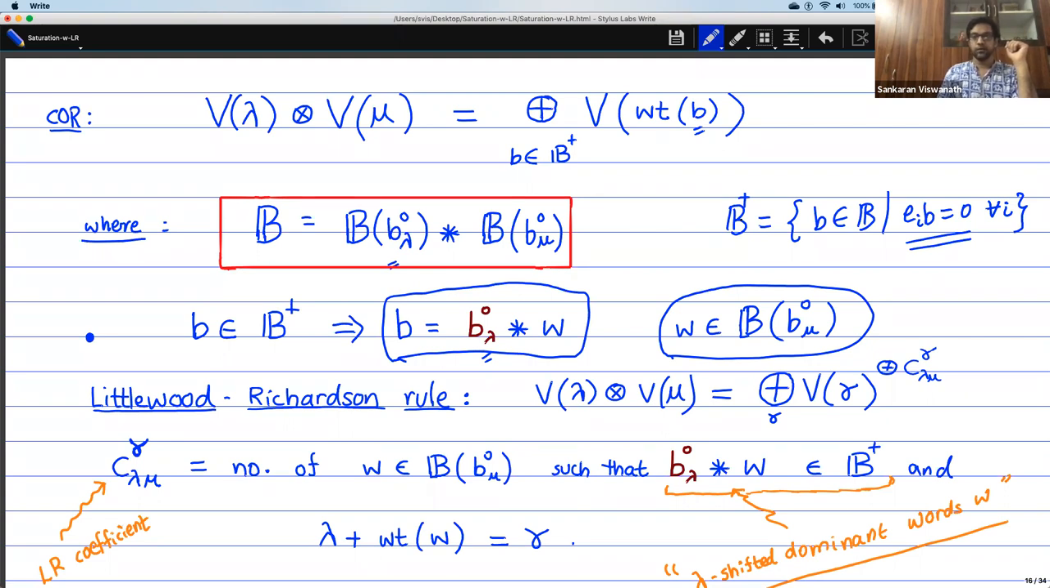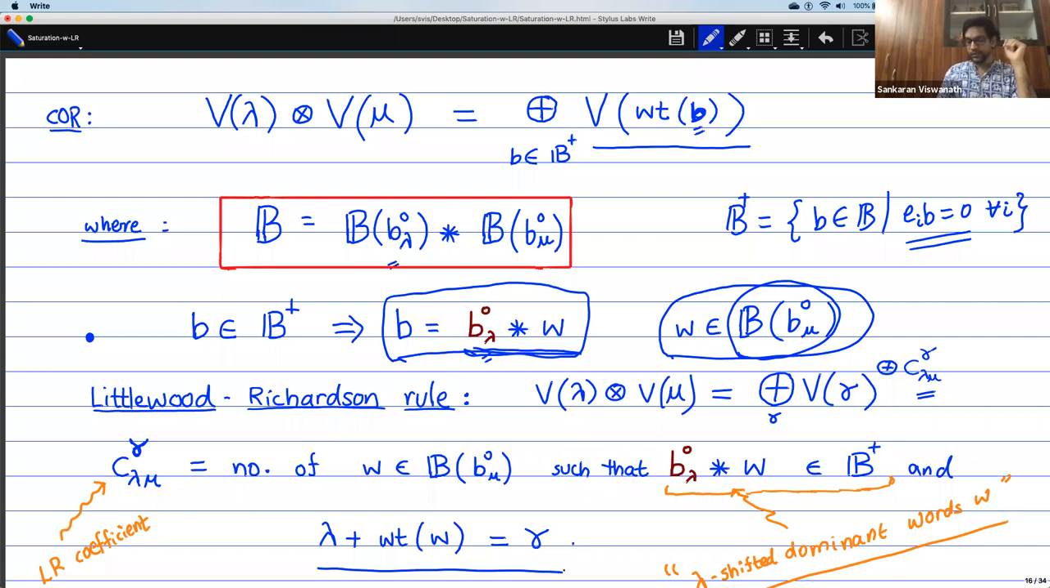this is more or less what's called the Littlewood-Richardson rule, which says that if I want to decompose a tensor product of two representations, then the irreducible piece V gamma appears with a certain coefficient, c lambda mu gamma, where this coefficient is exactly, in some sense, the number of b's for which the weight is gamma. Okay? So it's the number of words W coming from this set, B of b_0 mu, such that after pre-concatenation with b_0 lambda, that concatenation lives in B plus. Okay, so that's the condition. And further, since I want that particular term to contribute towards V gamma, I want to also impose this additional condition that lambda plus the weight of W should be equal to gamma. Okay, so this is the Littlewood-Richardson rule.